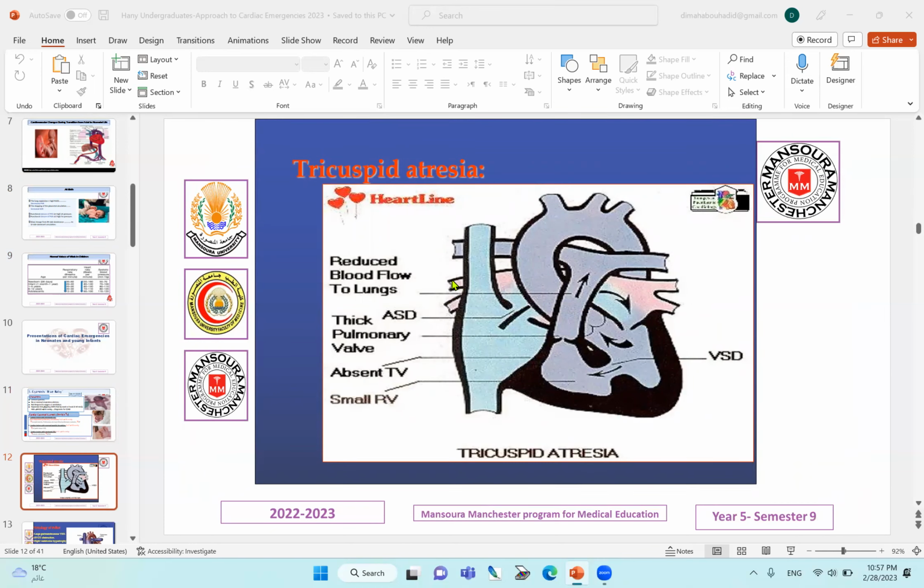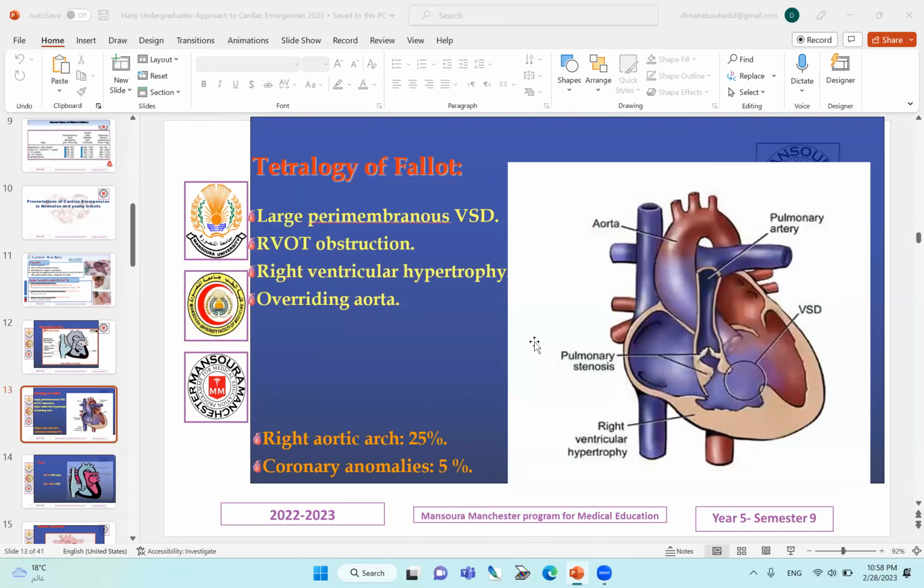Here are some illustrations for congenital cyanotic heart disease, like tricuspid atresia, where there is no opening of the tricuspid valve, and the whole blood goes across the ASD or a PFO to the left side, and the pulmonary circulation gets its blood flow across a VSD, then to the pulmonary arteries. If there is no VSD or ASD, the baby dies within hours of birth.